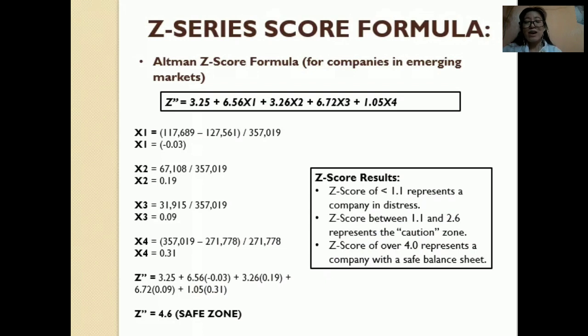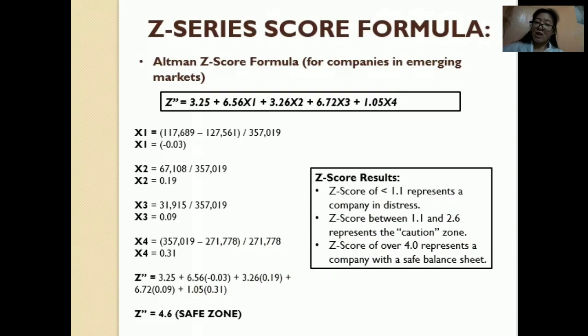To get the value of X4, you need to divide the book value of equity to the total liabilities. To solve for the book value of equity, you need to subtract the total asset, which is 357,000, to the total liabilities, which is 271.8 thousand, divided by the total liability, which is 271.8 thousand. So the value of X4 is 0.31.